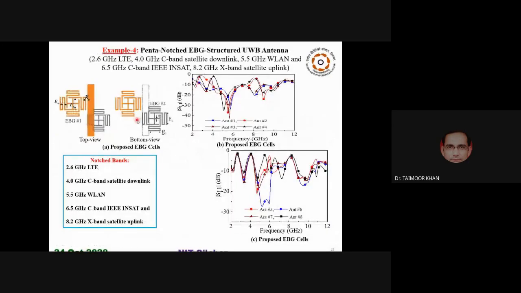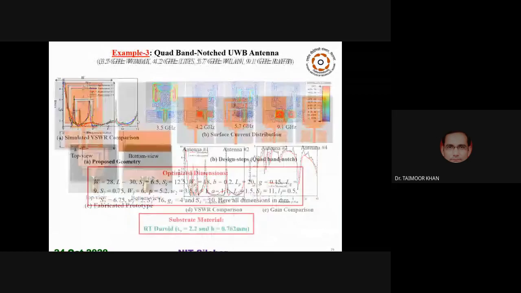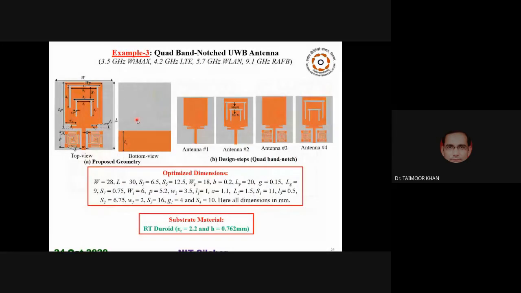Suppose for example the simplest case, just placing an EBG unit like this one. This one has its own resonance, and this one also has its own resonance. When you place them next to each other, ultimately it will give you the net coupling effect. Some amount of frequency will be passed through this region, and some amount of frequency will be rejected, because the behavior of this EBG structure is reverse to the behavior of the feeding lines.